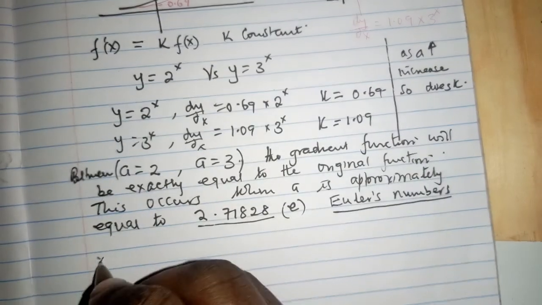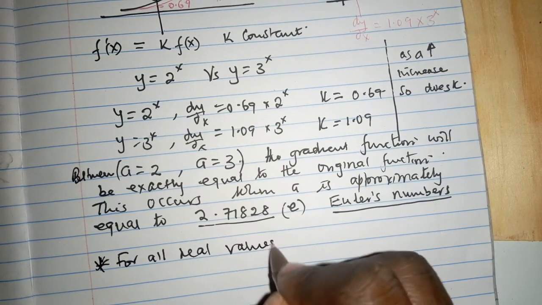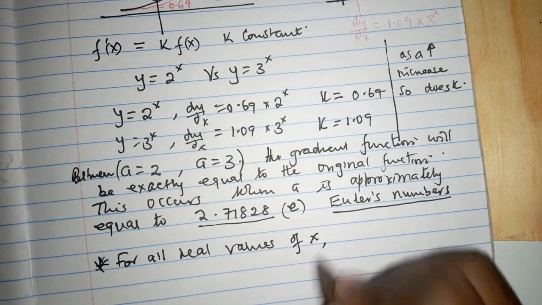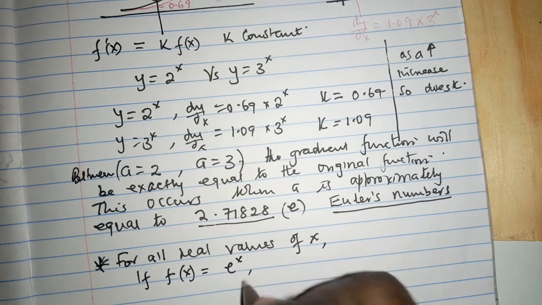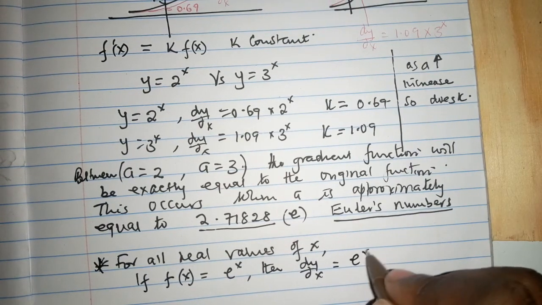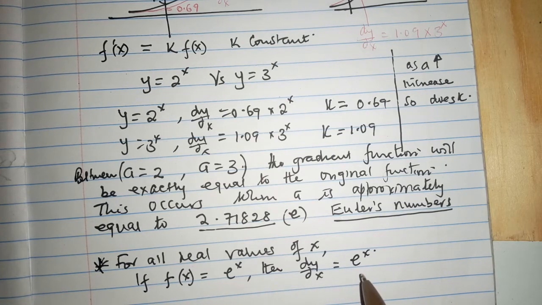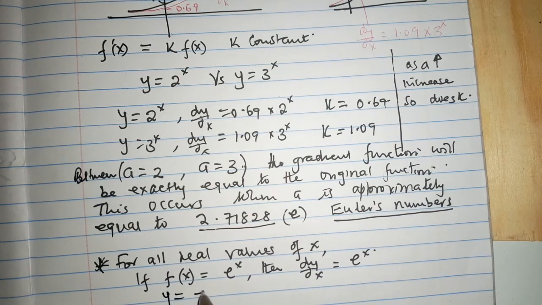So it is now at this point that we say for all real values of x, if f(x) is equal to e raised to power x, then dy dx is equal to e raised to power x. Now that we are talking about the Euler's number, we said that when a is 2.7182, then the dy dx will be the same as the original function. So this is the same as saying if y is equal to e^x, then dy dx is equal to e^x.